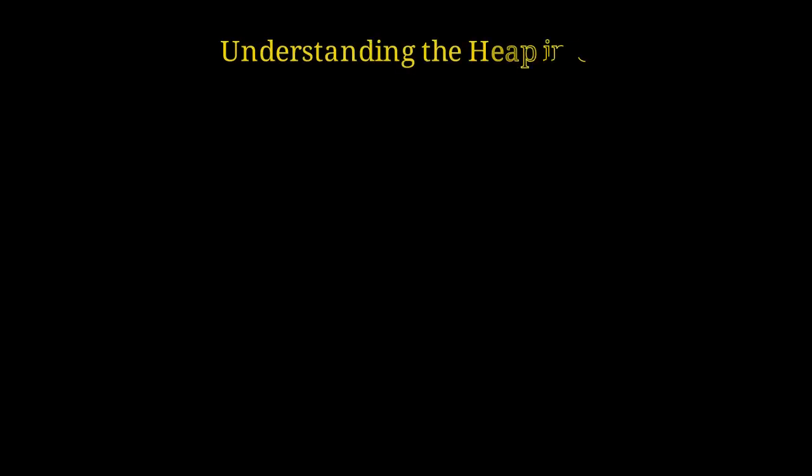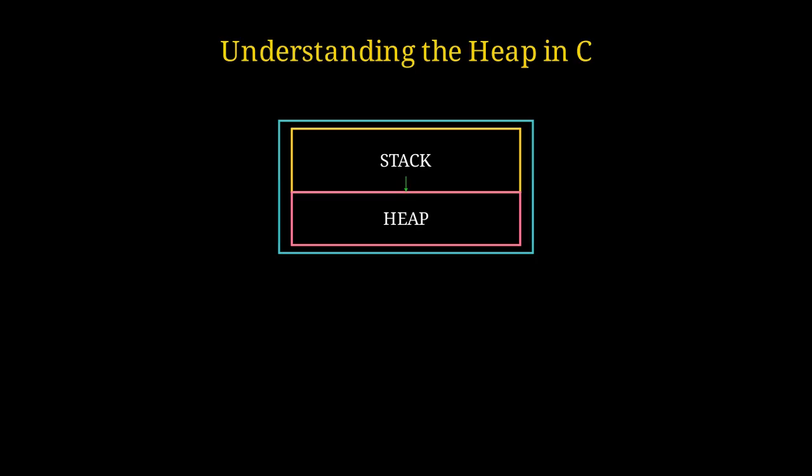Let's explore the heap, a crucial memory region in C programming. The heap is a region of memory separate from the stack, used for dynamic memory allocation during program execution.